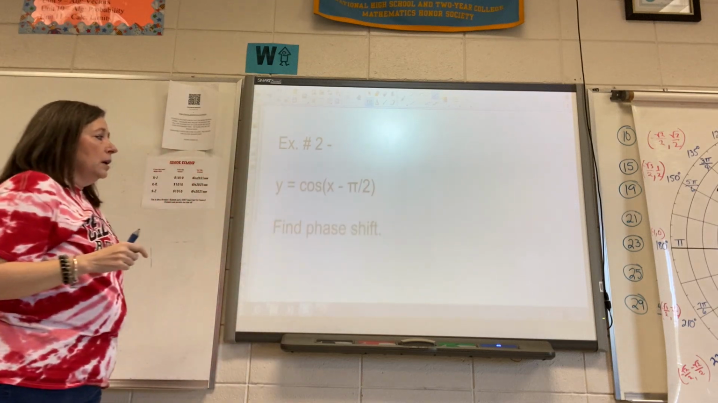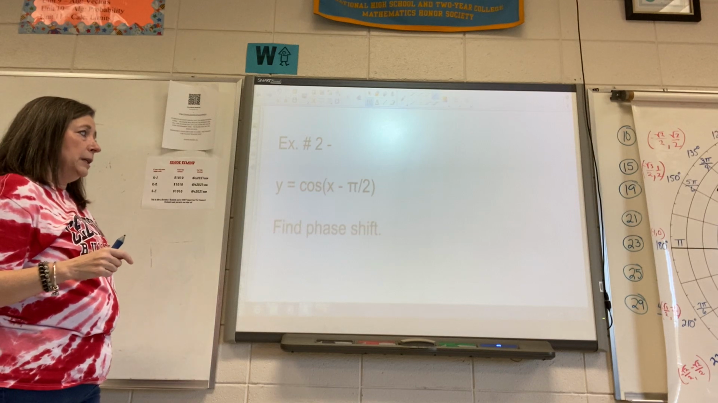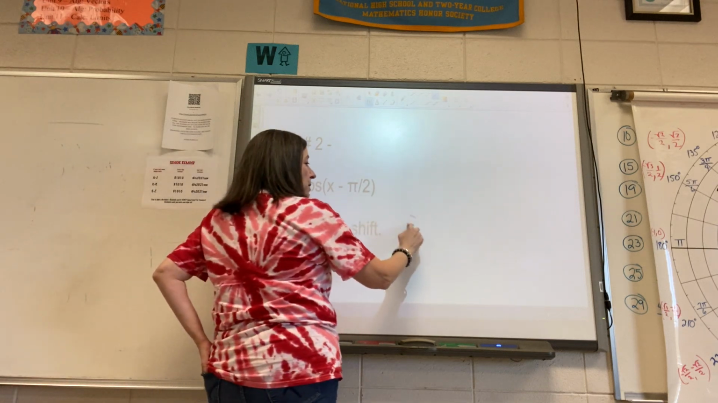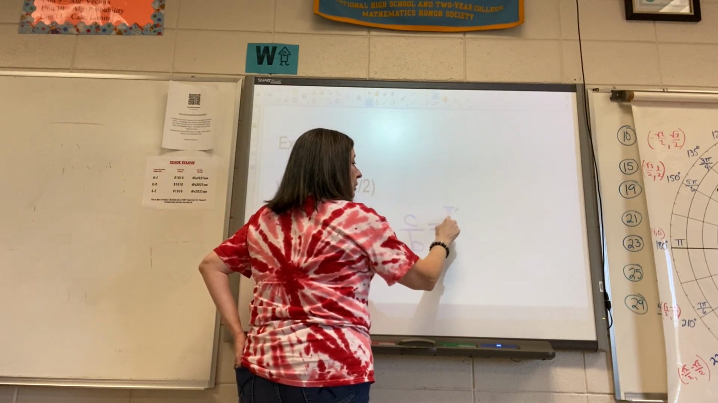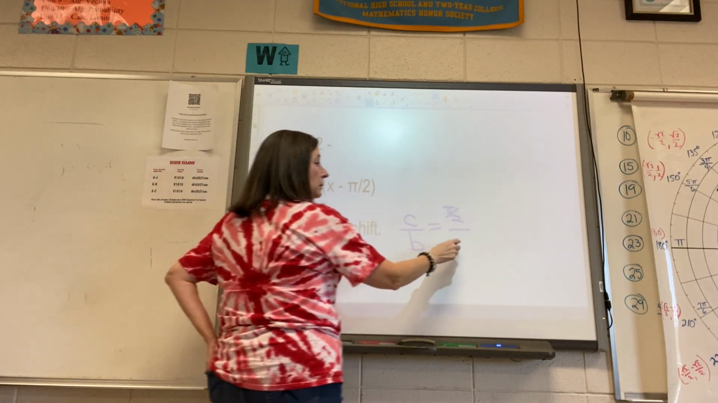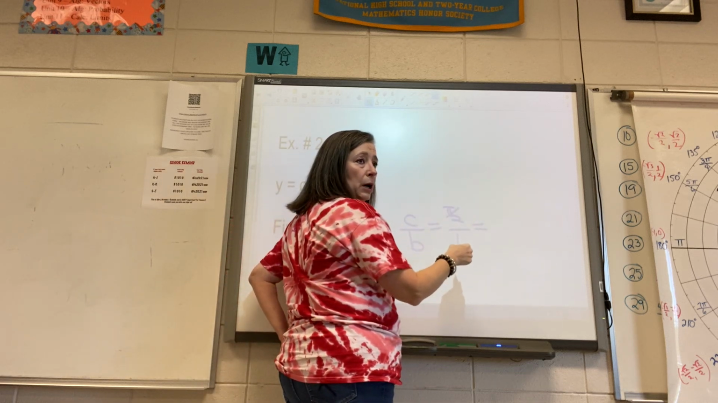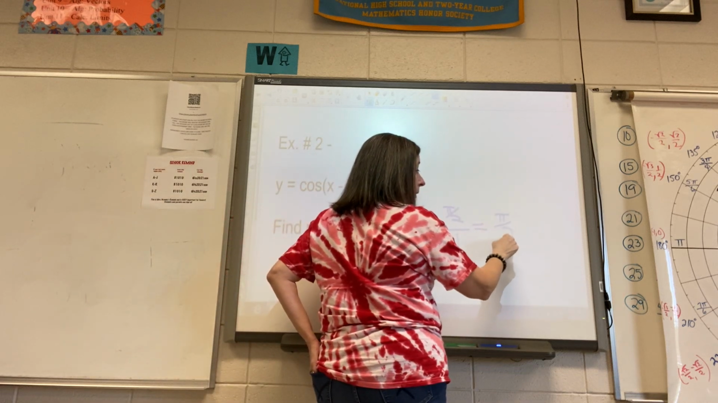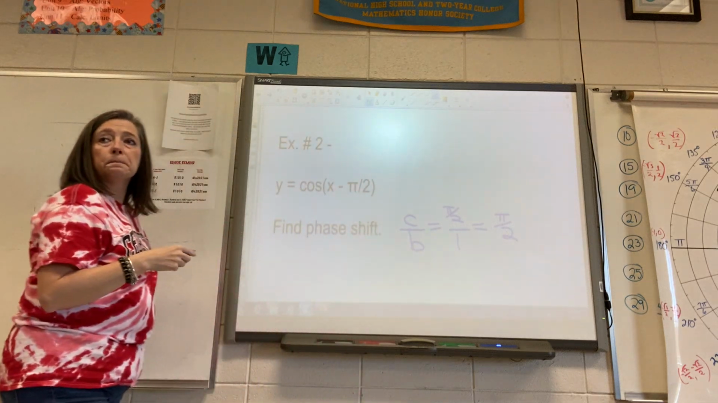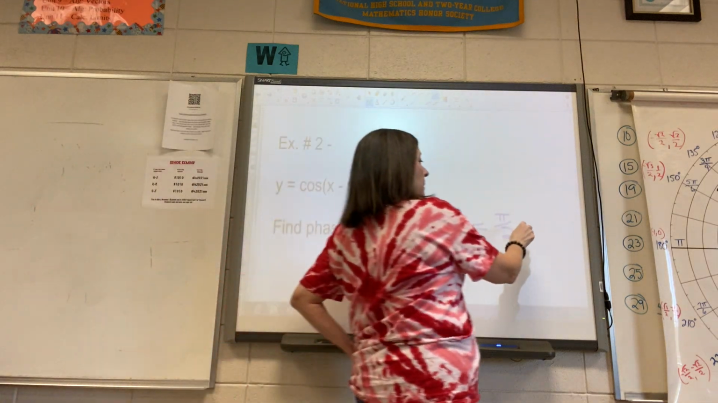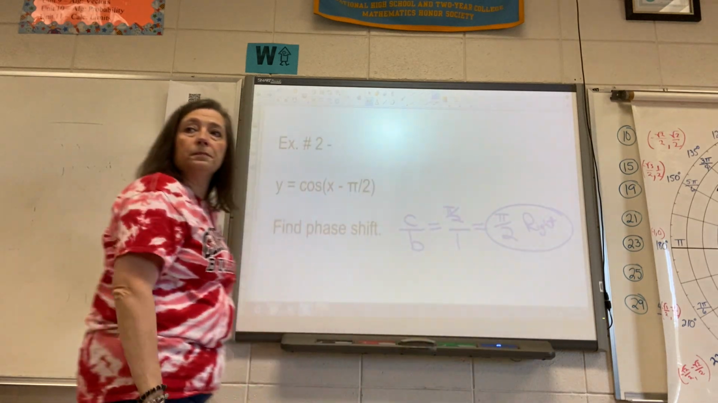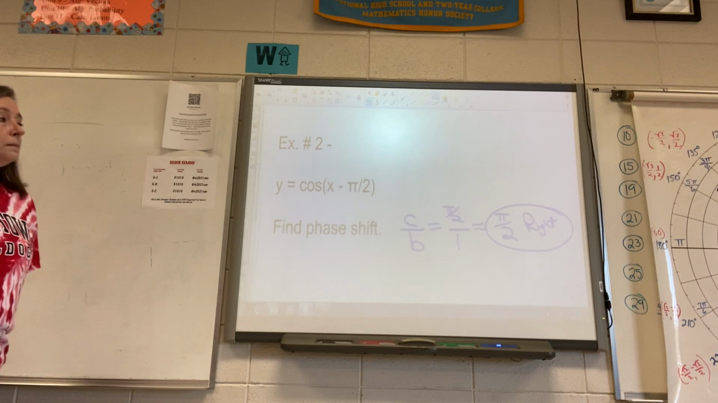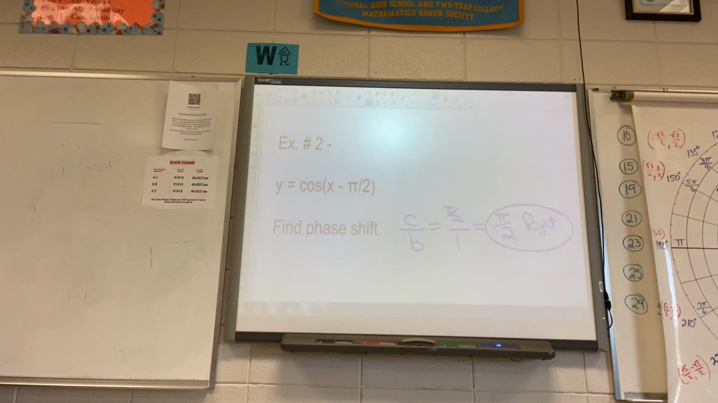All right, take a look at this one. So phase shift is C over B. What's my C? Pi over 2. What's my B? 1. So pi over 2 divided by 1, just pi over 2. Shifted to the where? To the right, because it's a minus in the middle. So far, so good. All right. It's not bad.